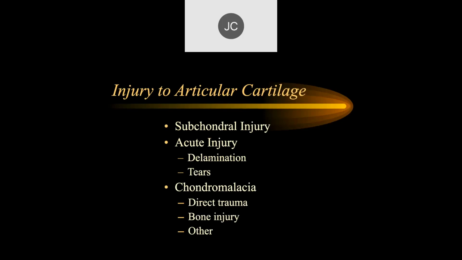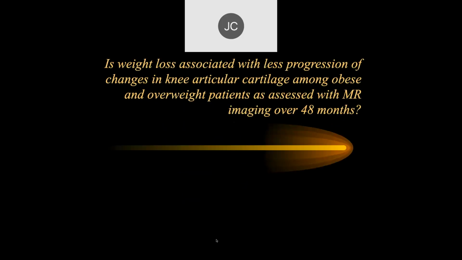You can get acute injury to the cartilage, where you can have a tear or you can have delamination, which is defined as separation of the articular cartilage through the calcified zone at its attachment to the subchondral bone. So you get a separation between the subchondral bone and the cartilage, and then tears through the cartilage. Or you can get chondromalacia, which is more of a degenerative disease, which acute trauma can predispose to, either from direct trauma, from subchondral bone injury, or just chronic overuse over the years.